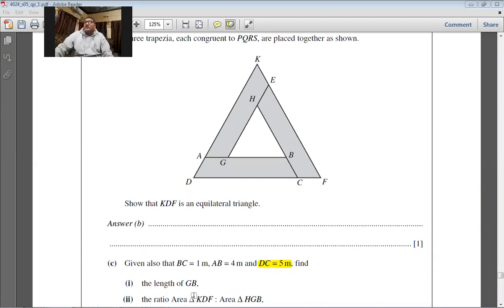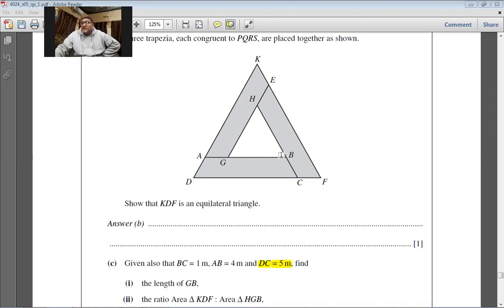You see that the question is to find the area of the KDF, which is an equilateral triangle, and this side is 6. And the triangle HGB is also an equilateral triangle. How do I know this is an equilateral triangle? You know this angle is 120, so this angle will be 60, obviously. This angle is 120, this angle will be 60. This angle here is 120, so this angle will be 60. So this triangle HGB is also an equilateral triangle.